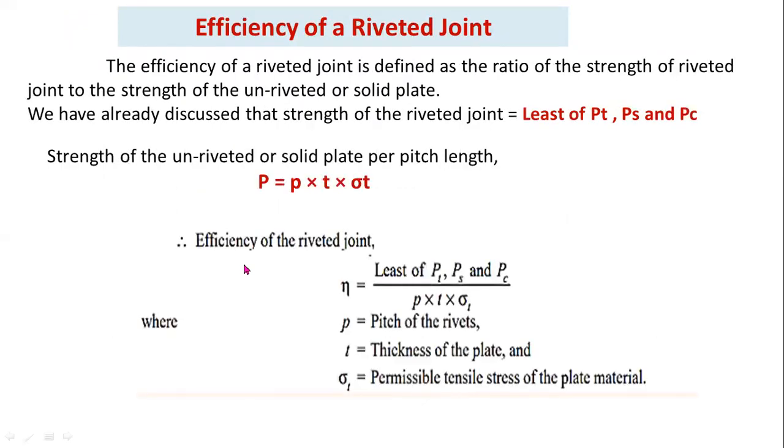Now the efficiency of the joint. The formula for efficiency of the joint, zeta, equals the least value of tearing strength, shearing strength, and crushing strength, divided by the strength of the unriveted plate. That is p into t into sigma T is the strength of the unriveted joint. So by using this formula, you can determine the efficiency of the riveted joint.